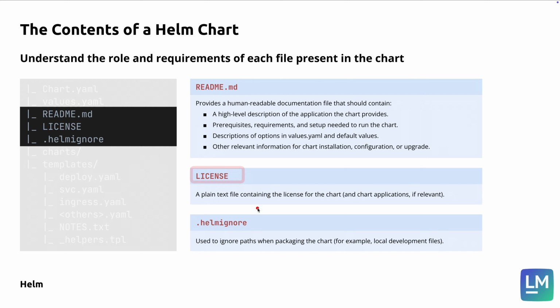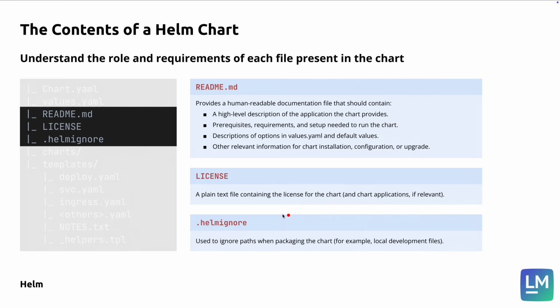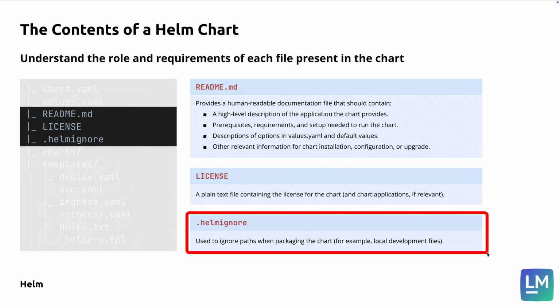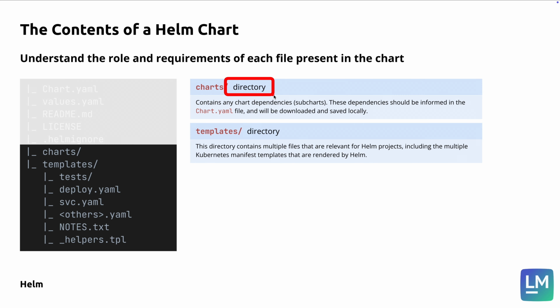We then have the LICENSE file, which is a plain text file containing the license for the chart, as well as any chart applications if relevant, and the .helmignore file that we can use to ignore certain paths or files when packaging the chart. Basically, the files that are mentioned in the .helmignore file will not be included in the packaged archive file created by Helm when packaging the chart. We then have the charts directory, and this contains any chart dependencies, which are also called subcharts. These dependencies should be declared in the Chart.yaml file, and they will be downloaded and saved locally whenever we run the respective Helm commands.